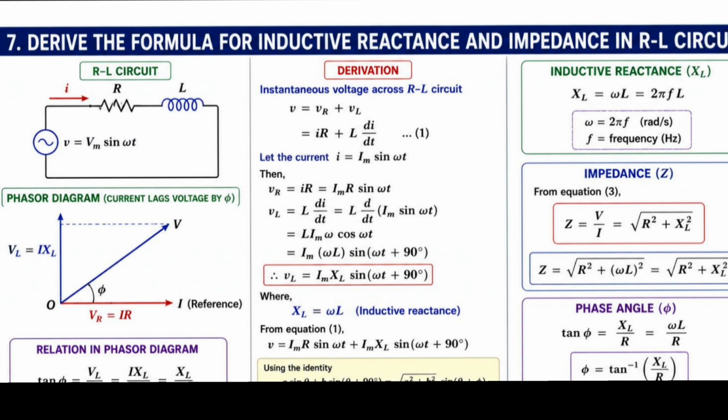After that, inductive reactance XL is equal to omega L, which is 2 pi f L. Omega is equal to 2 pi f, where f is the frequency. Coming to the impedance, according to equation 3, impedance Z is equal to V by I by definition, which is the root of R square plus XL square. You can substitute the XL value here, and you will get the impedance equation.